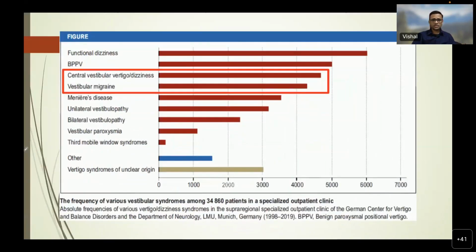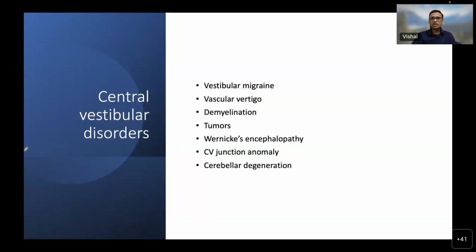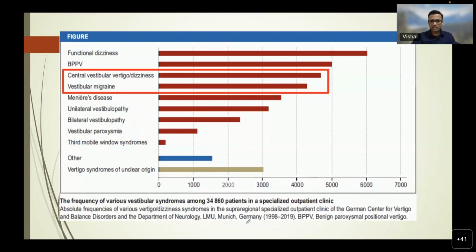Now based on prevalence, let us see. Look at this particular study of around 35,000 patients from a German center, where Professor Strupp and Professor Thomas Brandt's group is practicing. This is a tertiary care center for vertigo. The spectrum of patients you see in different setups is different. For example, I'm a neurologist, so I see more patients of vestibular migraine as compared to BPPV.